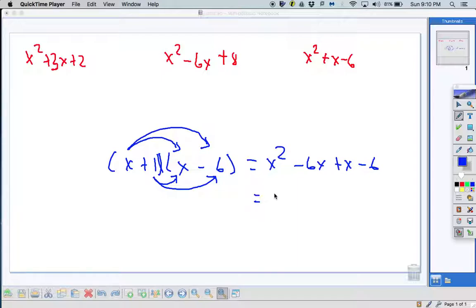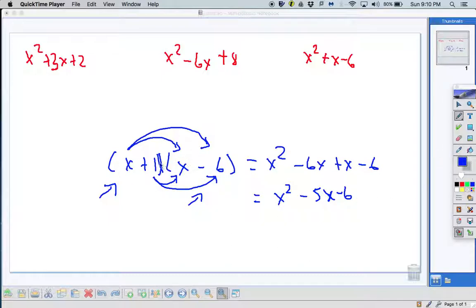And then we're going to combine terms. So x squared minus 5x minus 6. Okay? And now that we've combined like terms, this is what we consider our answer simplified. Okay? And that's where these came from. So the question is, how do you go back to what we started with? And that's what factoring is all about, going back.